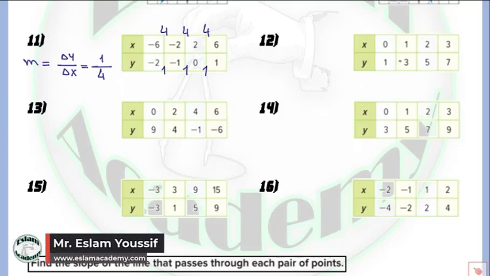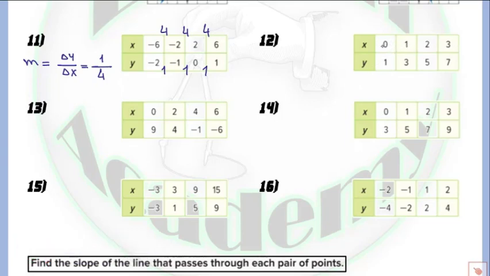In question number 12, we have the same. At first, find the change of x. So 1 minus 0 equals 1. 2 minus 1 equals 1. 3 minus 2 equals 1. Find the change of y. 3 minus 1 equals 2. 5 minus 3 equals 2. 7 minus 5 equals 2.